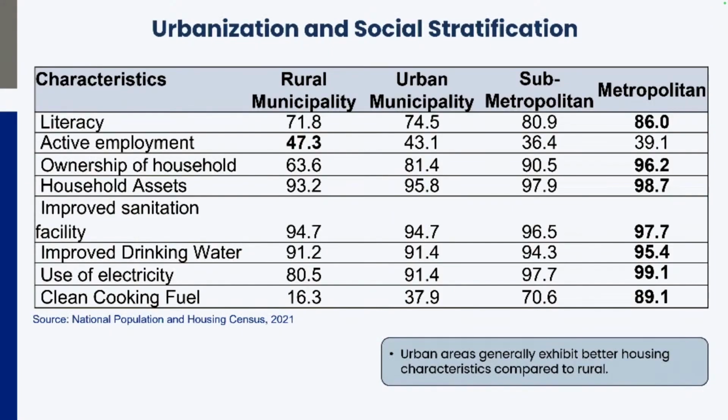Urbanization and social stratification. This table highlights the social stratification across different residence types in Nepal. As we move from rural regions to the metropolitan to the urban areas, we can see a better literacy rate, ownership of household assets, improved sanitation facility, improved drinking water, use of electricity, and better clean cooking fuel. But we can see that the active employment rate in rural areas is higher than in urban municipalities, with 47.3%.